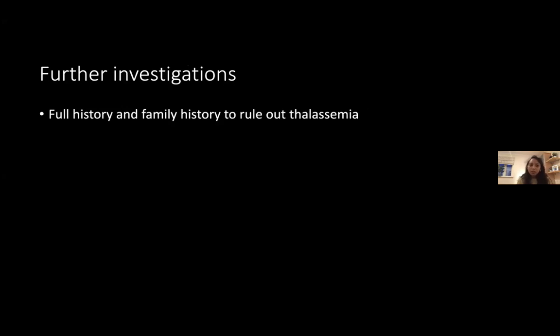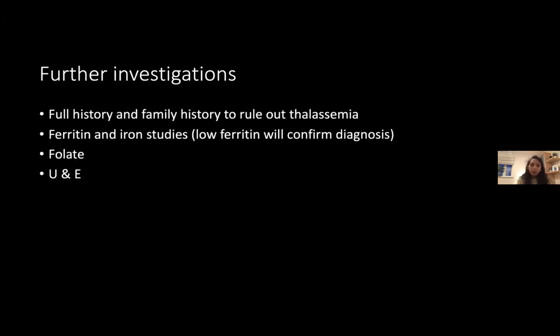Further investigations. Because we think it might be microcytic anemia, we need to get a full history to rule out thalassemia, but we also need to do iron studies and ferritin. And so low ferritin will confirm the diagnosis of iron deficiency anemia. We need to look at some folate, some urea and electrolytes, and liver function tests as well.